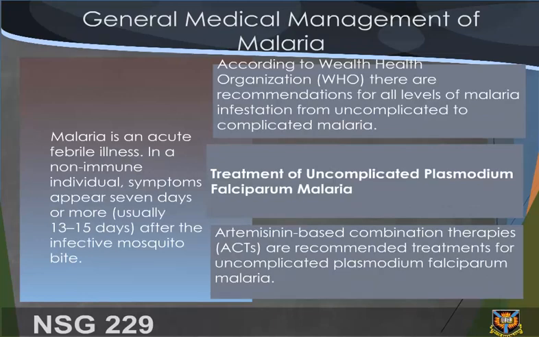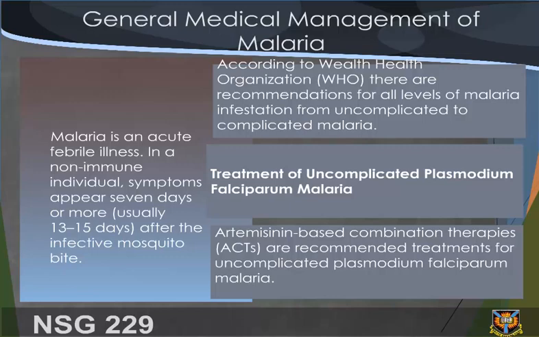General medical management of malaria. Malaria is an acute febrile illness. In a non-immune individual, symptoms appear 7 days or more, usually 13 to 15 days, after the infected mosquito bite. According to the World Health Organization, WHO, there are recommendations for all levels of malaria infestation, from uncomplicated to complicated malaria.